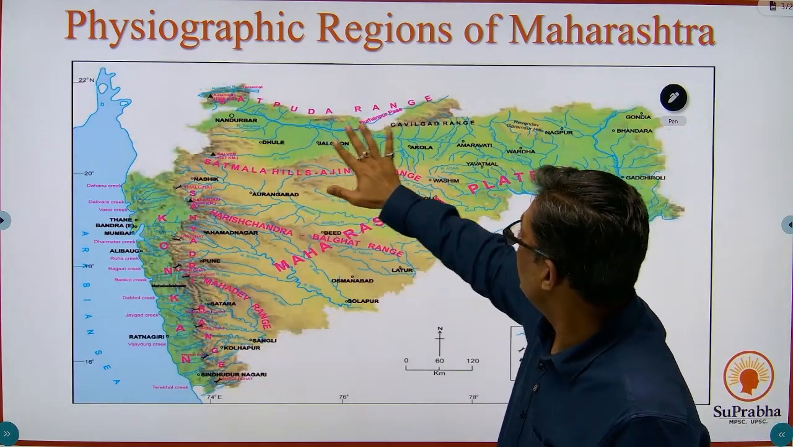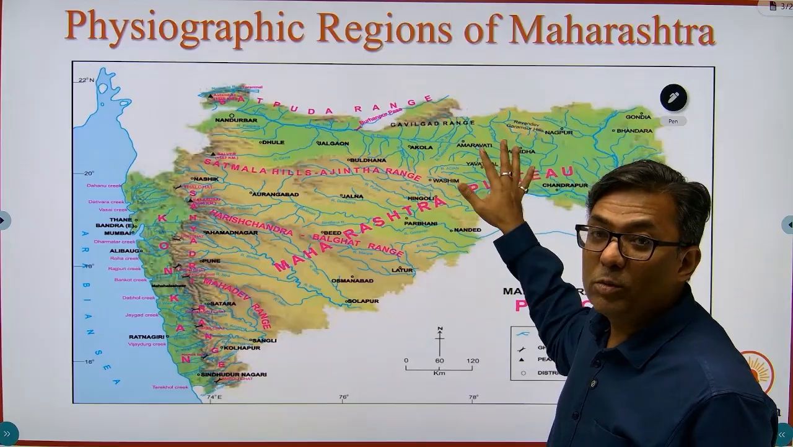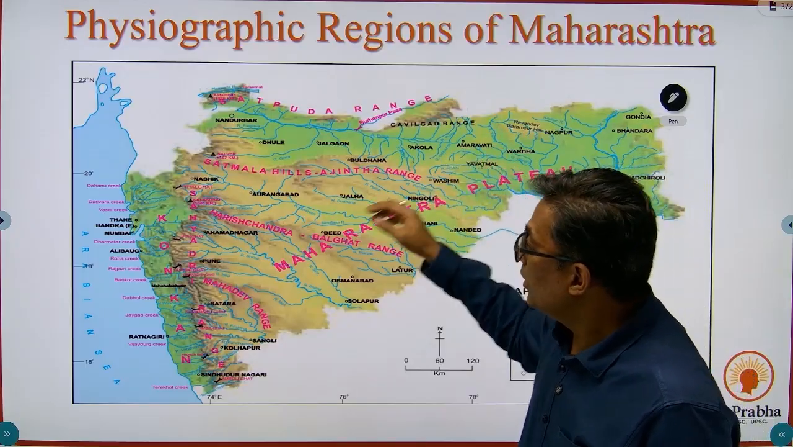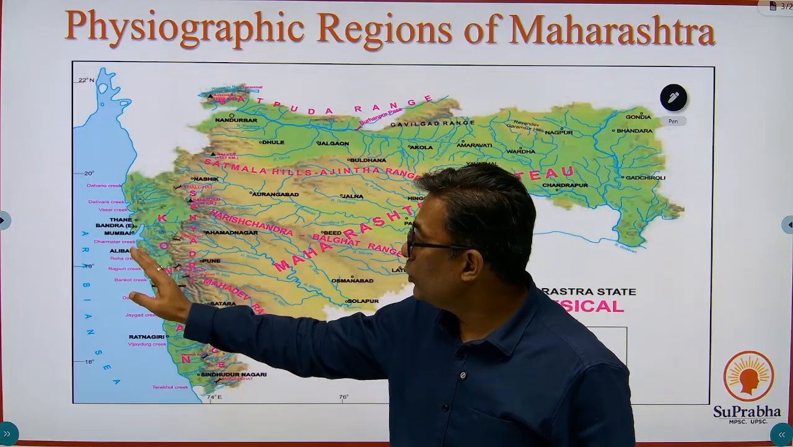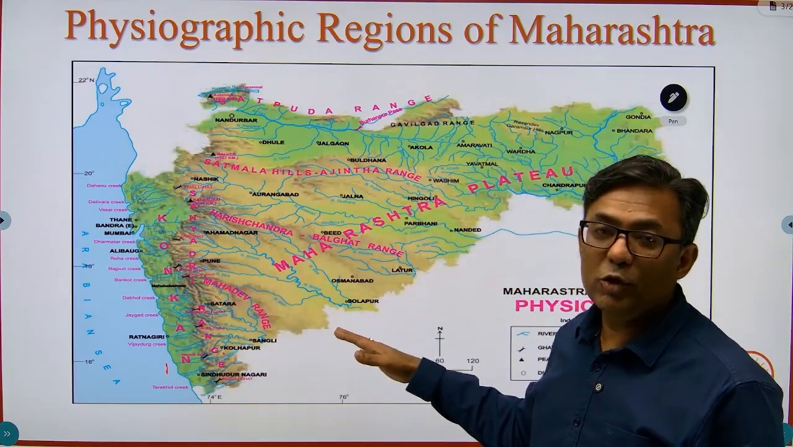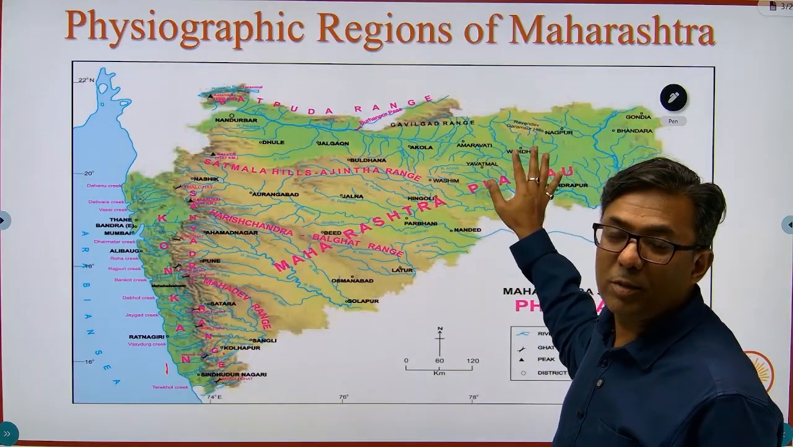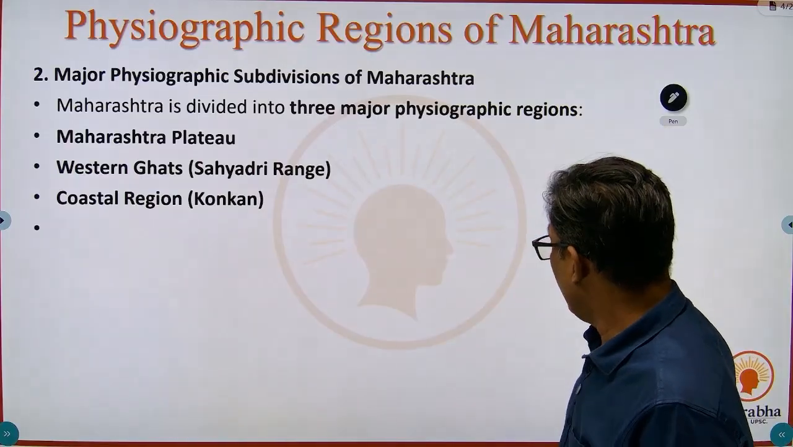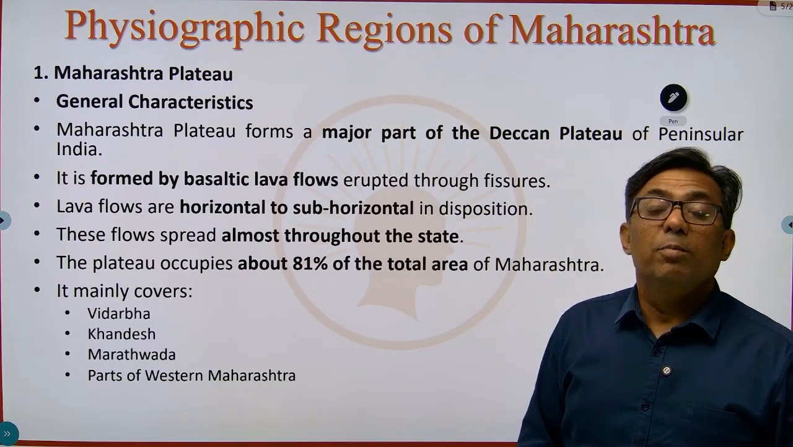So this whole is the Maharashtra Plateau. Fine, this is the Maharashtra Plateau. Okay, it forms a major part of Maharashtra. The Western Ghats, these are the Western Ghats, and to the west of the Western Ghats you have the Konkan coast. Okay, so the three physiographic regions of Maharashtra: the Konkan coast, the Western Ghats, and the major part being the Maharashtra Plateau. We are going to look into all these aspects one by one. So first, the Maharashtra Plateau.